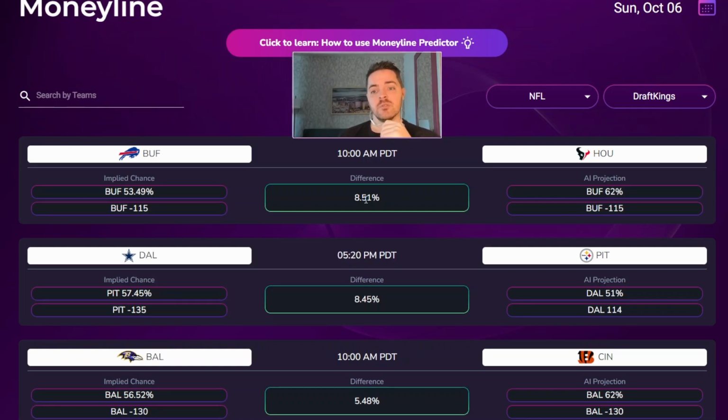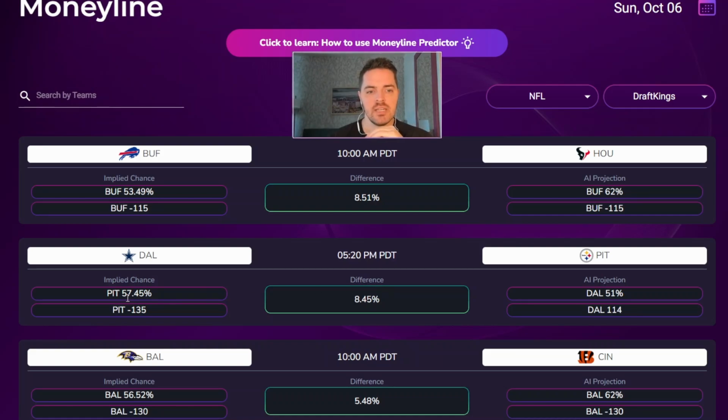So essentially what this is telling you is that getting Buffalo at minus 115 is a pretty good deal because the implied chance should be 62% and not the 53.49. Does that make sense? So we're saying our AI is saying that they have this chance. So because the sportsbooks are giving you a cheaper line, take advantage of it. And that's why this is popping up here at the top, because 8.51% is pretty good. The next one down, there's only two games for Sunday's games that are 8.45 or higher. This one's pretty close. So this one is actually a split.